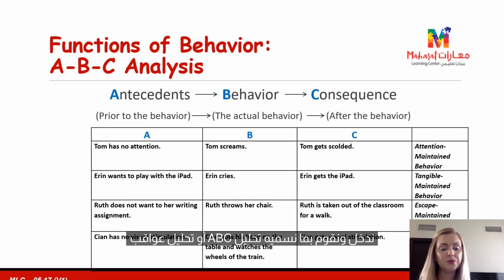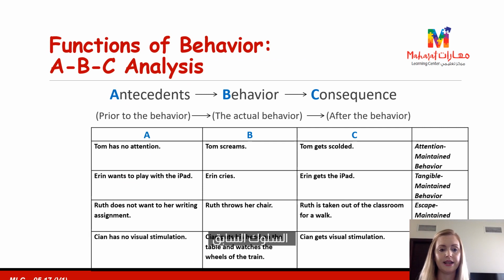So just briefly, this is what we do. We go in and we do what we call an ABC analysis, or an antecedent, behavior, consequence analysis. And this is just an example written here. In this scenario, Tom is on his own. He's not receiving attention from anyone.